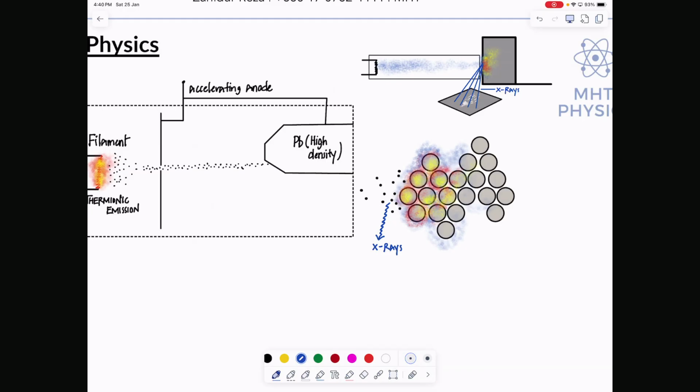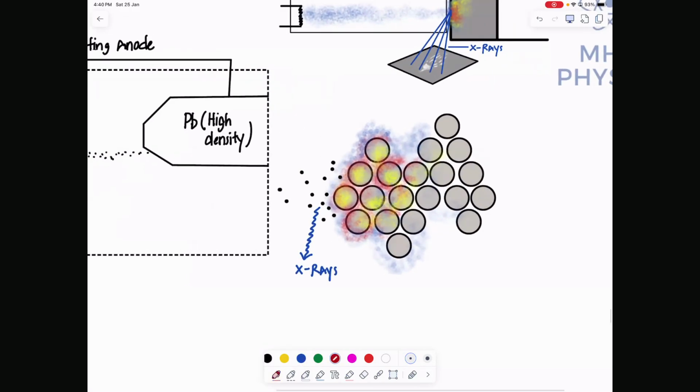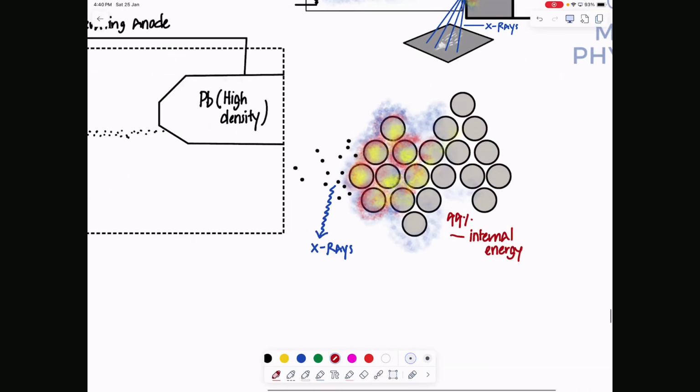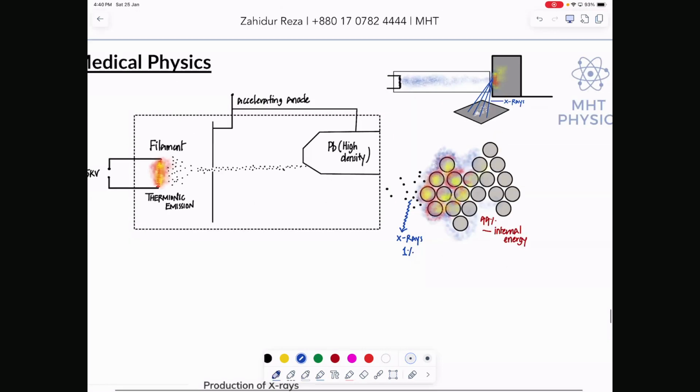X-ray range frequency, okay? So what happens now is that 99% of the energy is taken in here in the form of what energy? Internal energy, when the particles are gaining energy, and only 1% of it is given off as what? X-rays. Where will the X-rays go?